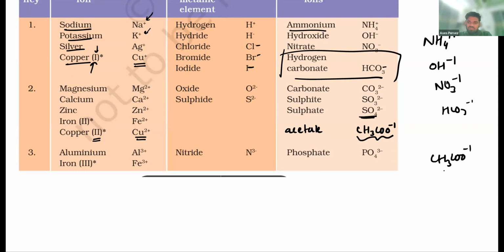So if I ask you to write the formula of sodium acetate, you can write it. Sodium carries valency 1 and acetate is CH3COO minus 1. So the formula is NaCH3COO. Got it?